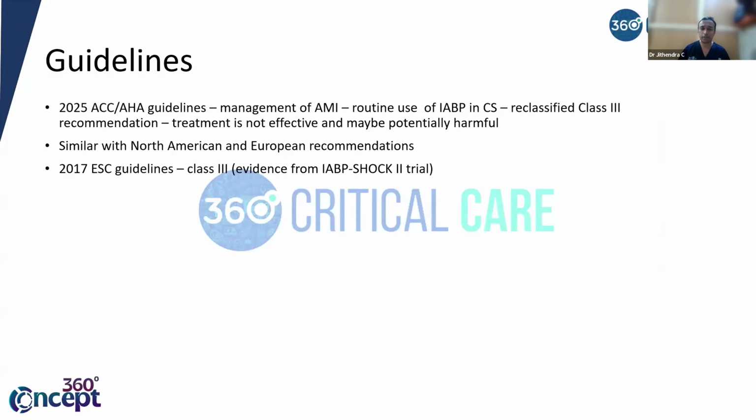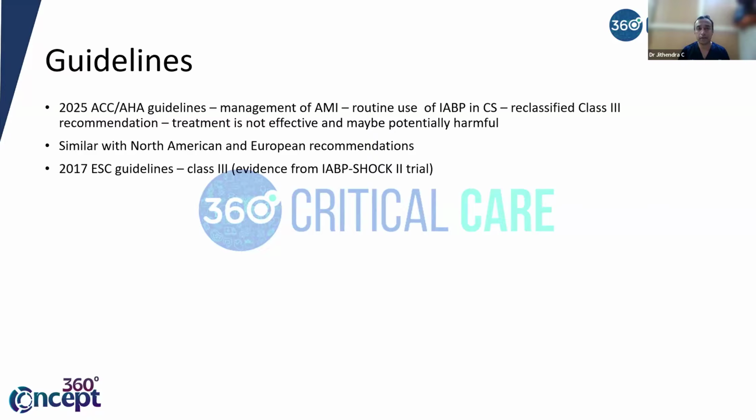Now coming to the guidelines, because whenever there's a recommendation, they usually ask you about the guidelines. I told you that in 2014 itself, it was downgraded by the European Society of Cardiology. Usually they ask you about the European guidelines, but this is the overall guidelines about IABP. The latest one is from ACC-AHA in 2025. In the management of acute MI, routine use of IABP in cardiogenic shock was a better recommendation, I think class 2 previously. Now they made it a class 3 recommendation. That means it is not effective and may be potentially harmful.